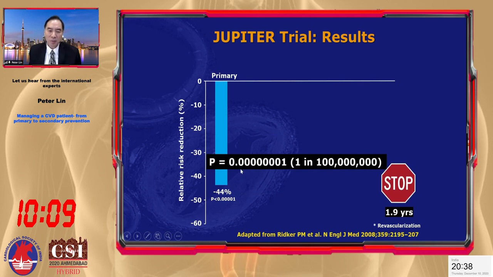And in terms of the p-value, it's actually very small. So therefore, if you did this study 100 million times, one time you'd get a different result.